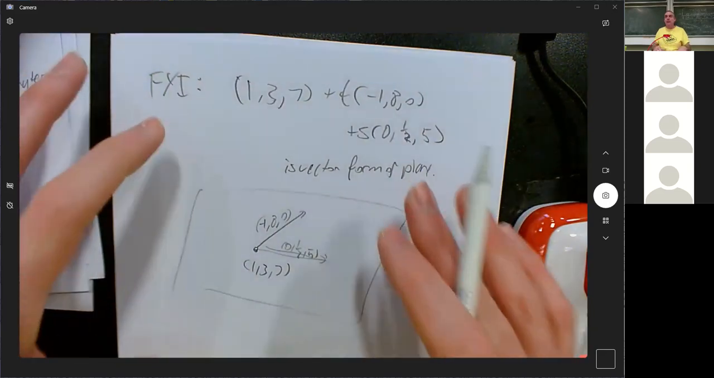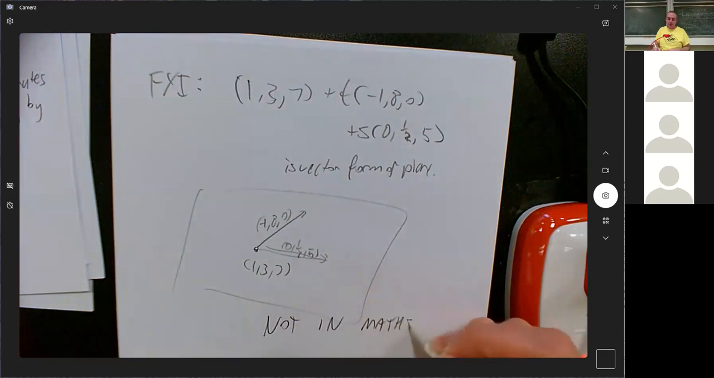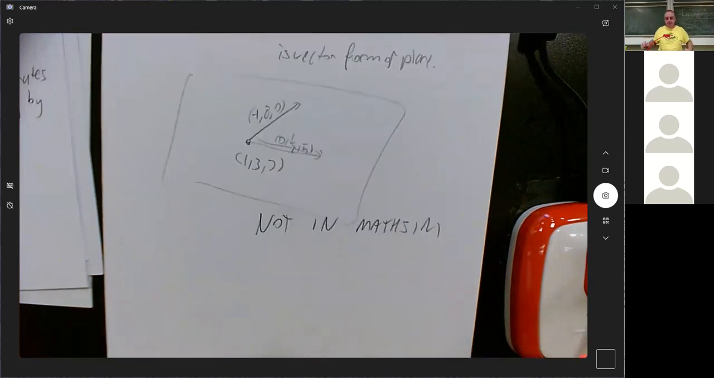But this is not in 1M, just not in there. Okay, cool.